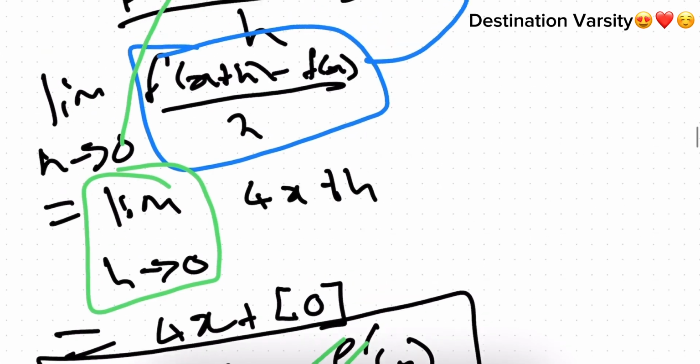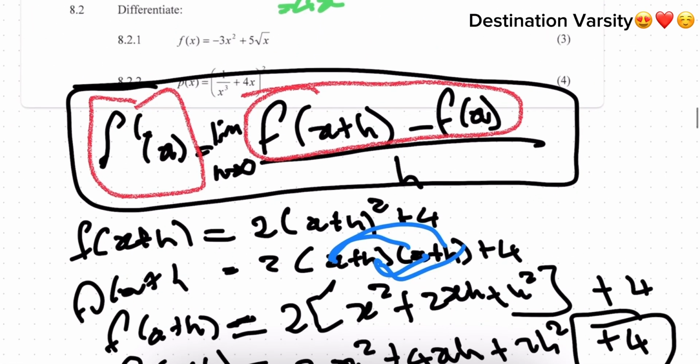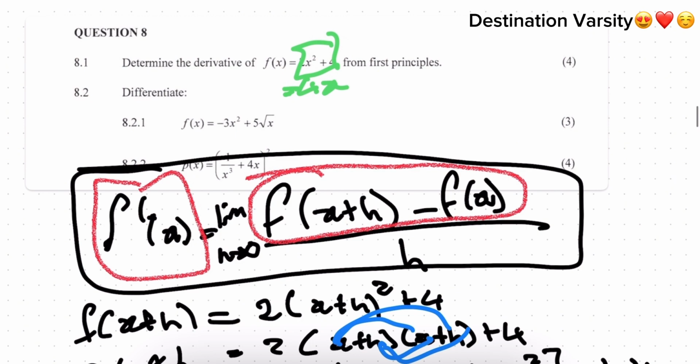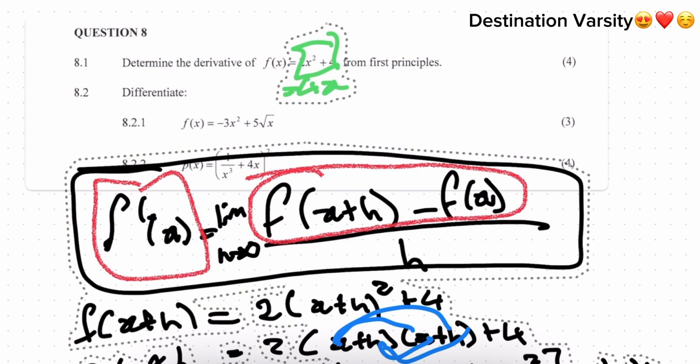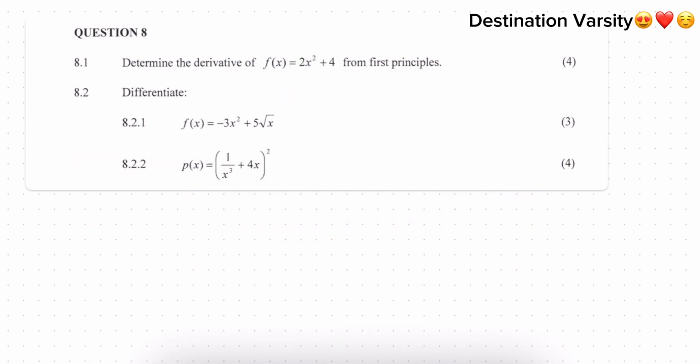How many marks do we have thus far? 4 marks. But this is so simple. It doesn't change. If you master it now, you've mastered it for your whole academic endeavor as a high school student. This is so easy. These are easy marks that are up for grabs.